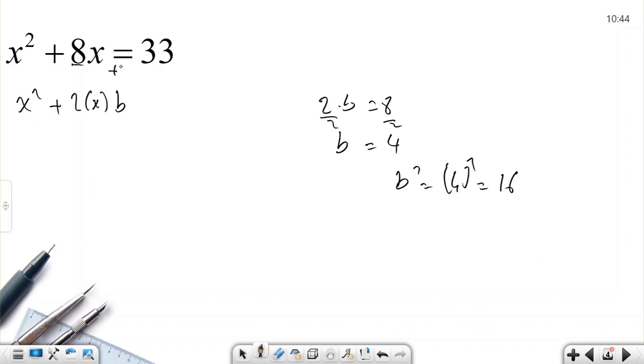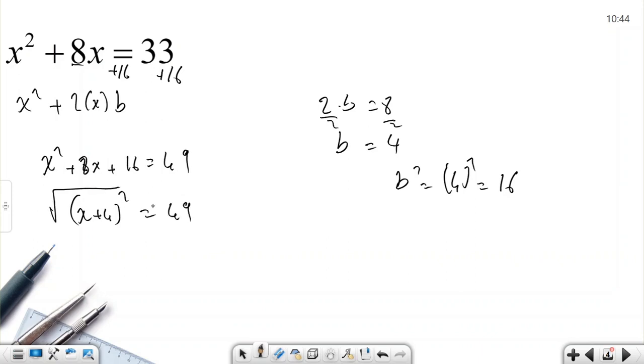So I need to add 16 to both sides. x squared plus 8x plus 16 is equal to 49. So that's x plus 4 squared. x plus 4 squared is equal to 49. Use the square root for both sides.